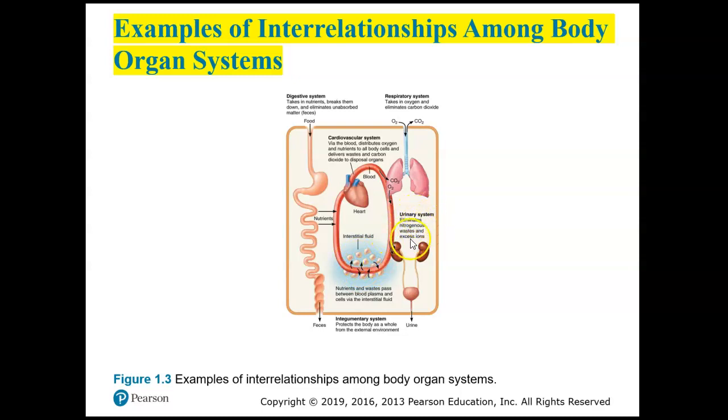And then the urinary system is tied in because there are waste products that are produced by all of these different chemical reactions that are going on, and those waste products have to be eliminated. So that's the urinary system. And then the integumentary system protects the body as a whole from the external environment so that our internal body systems are able to do their job. So this is just one example. There are many, many examples of how the different body systems are interrelated.